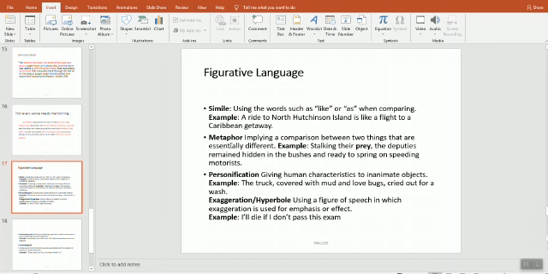Now, here you can see that the word prey has been used directly instead of enemy. So if you are not using words like as or like, it means that you are actually using metaphors. And then, ready to spring on: instead of jump, we have used spring on speeding motorists.